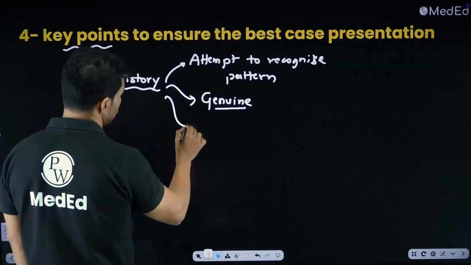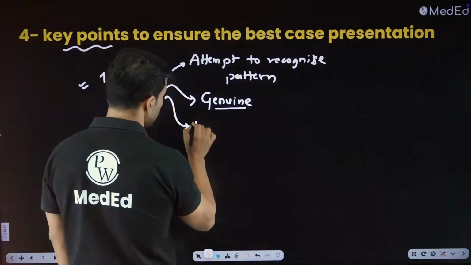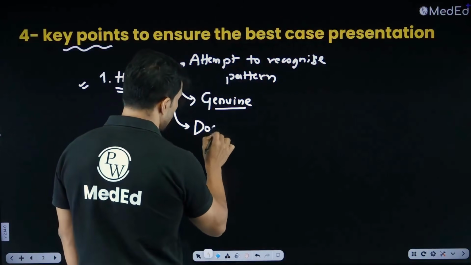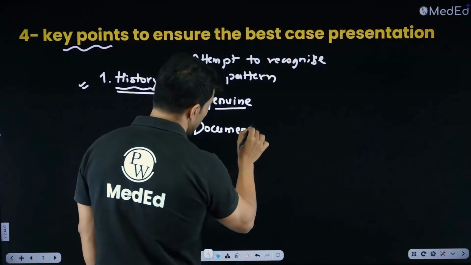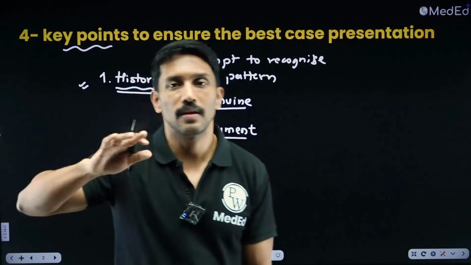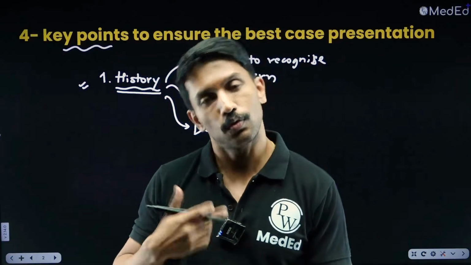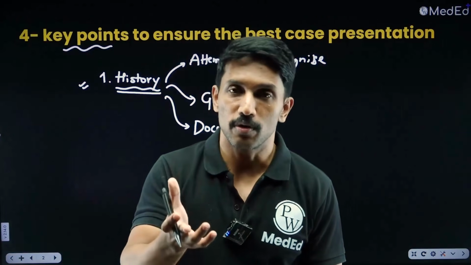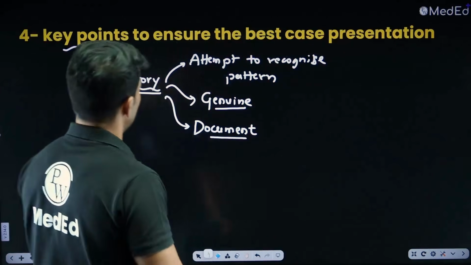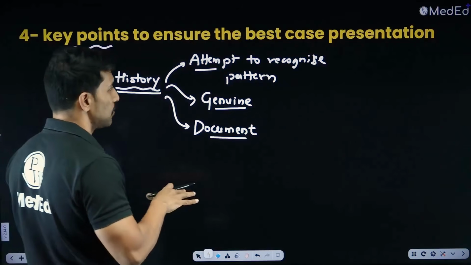Okay. Then third, at the level of history again, document anything that you felt is relevant. Don't think, I'll keep it in mind but I won't write it and then I'll be able to present. No, you will forget. So you may not be able to present, right? So attempt to recognize a pattern from the history based on the symptoms and the history features.